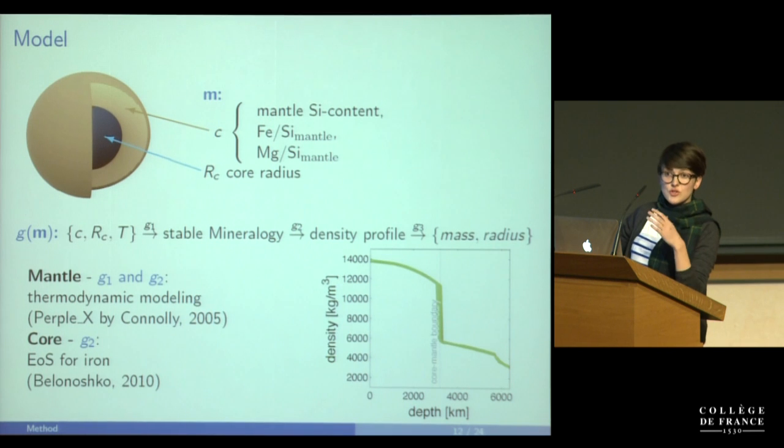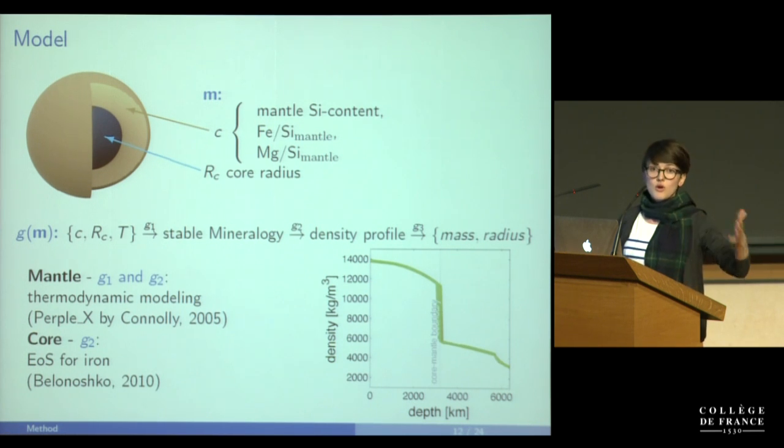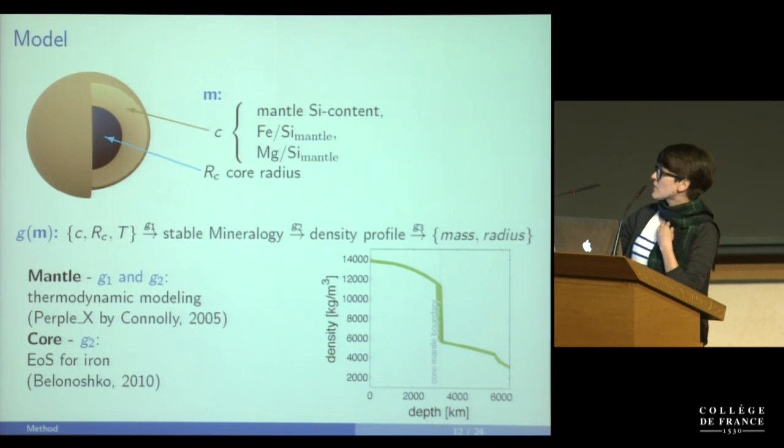And so for any given choice of these model parameters, we can then calculate the mass and the radius through this G(m), which maps a model into the data space. And for this G(m), we are using for the mantle a thermodynamic modeling developed by James Connolly, Perple_X, and for the core, we are using equations of state for pure iron. And so, given this G(m), or this forward physical model, we can calculate these density profiles and then integrate to get mass and radius.